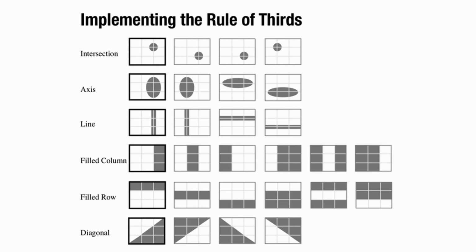We also have all of the different lines. We have filled columns. You can fill a column or 2 columns or separate columns to create balance. That goes the same for rows. It also goes the same for drawing a line through the intersection points and utilizing a half of the composition on either side of that diagonal.